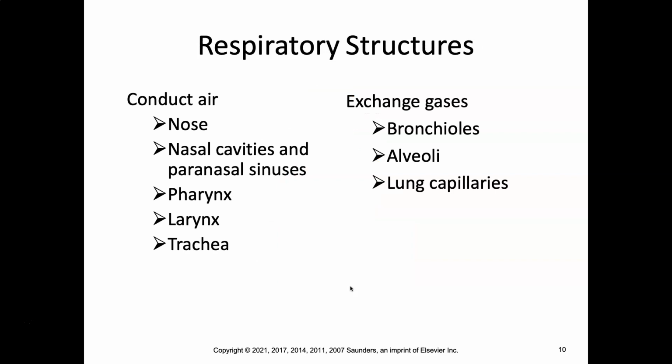All right, so some structures you're going to run across when it involves conducting air. It's your nose, nasal cavities, and paranasal sinuses. Nasal cavities and paranasal sinuses. Pharynx, larynx, and trachea. Your pharynx and your larynx are not the same thing, so make sure you know the difference. Exchange of gases involves bronchioles, alveoli, and lung capillaries.